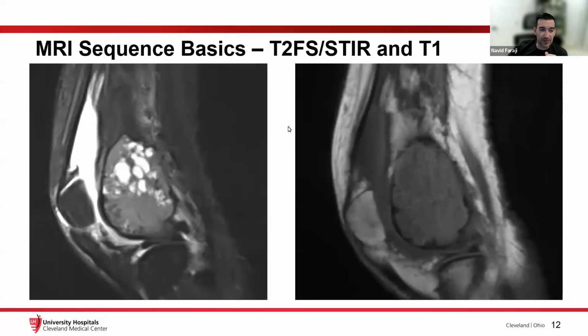The only other two sequences I want you to know about are the T2FS. So this is a T2 fat suppressed. It looks very similar to proton density fat suppressed. It's just a little bit more fluid weighted, so fluid is a lot brighter in this. And then on the right, we have a T1.